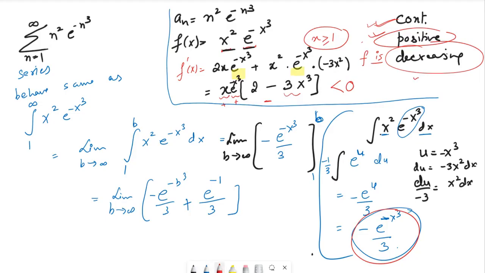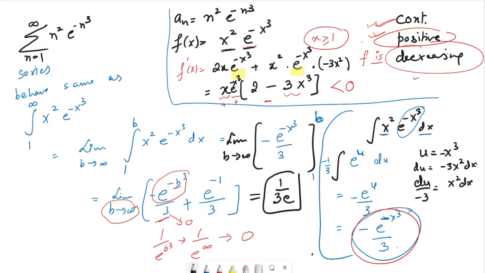Now look at this. b is approaching infinity. This is e to the power negative infinity. So this will become like 1 by e to the power b cube, which will be like 1 by e to the power infinity, which will be approaching 0. So basically we are saying this whole thing will approach 0. So our integral will approach 1 by 3e.